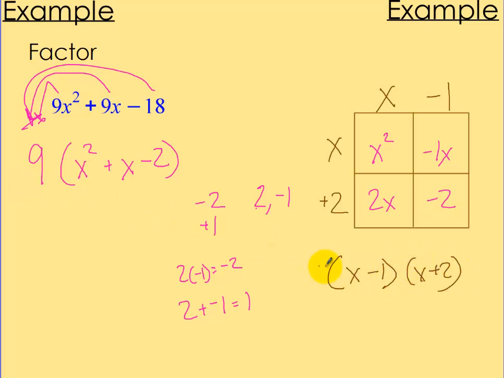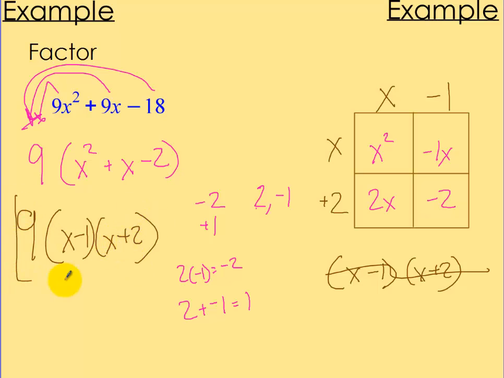But actually, I should write this over here. So don't forget this 9. So it's going to be 9 times x minus 1 times x plus 2. So that's my complete factored form. And that's it.